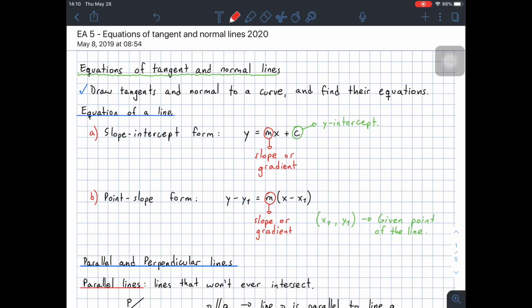Hello seniors, today we're going to see electronic assignment number 5, which is about equations of tangent and normal lines.